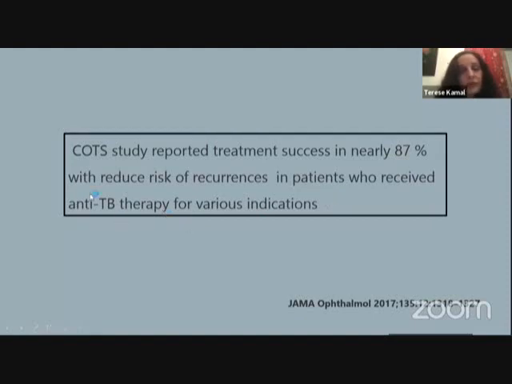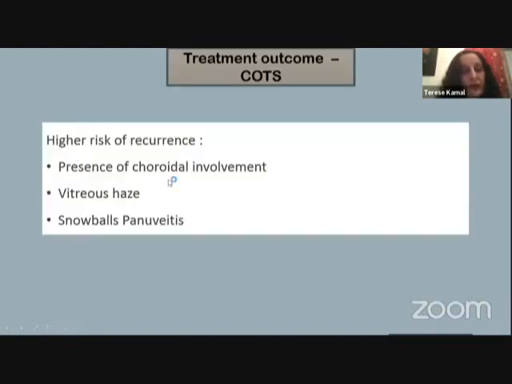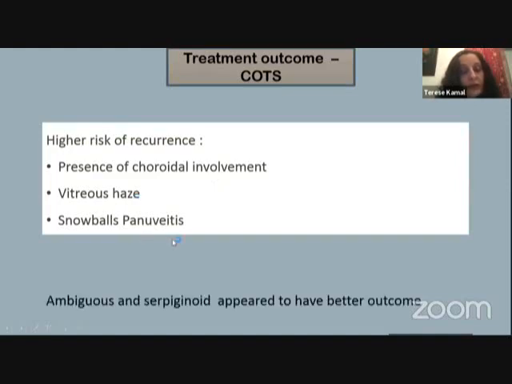They found that those patients who are at high risk of recurrence are those who had choroidal involvement, vitreous haze, and snowballs, while those who had ambiguous or serpiginoid type tend to have better outcome.